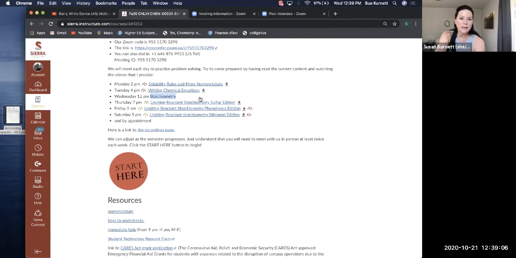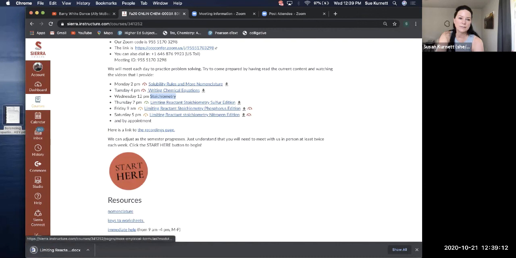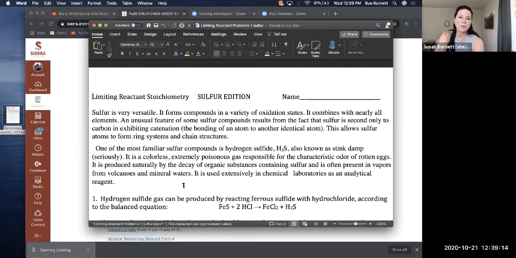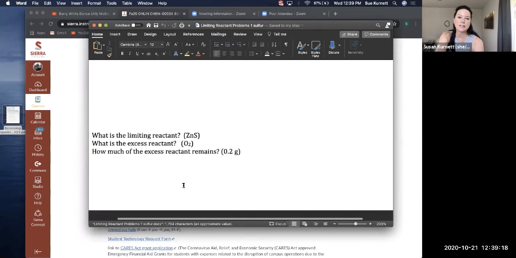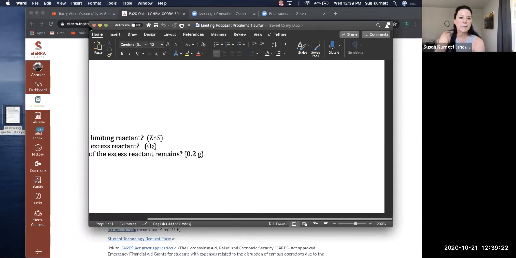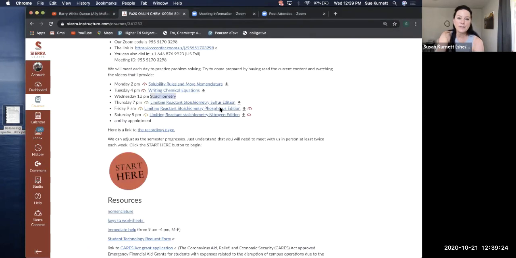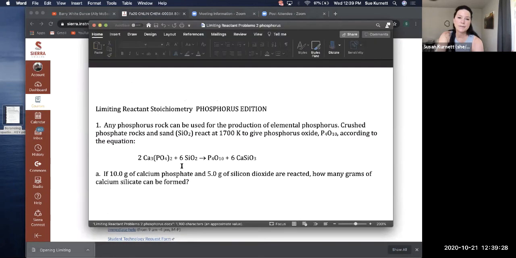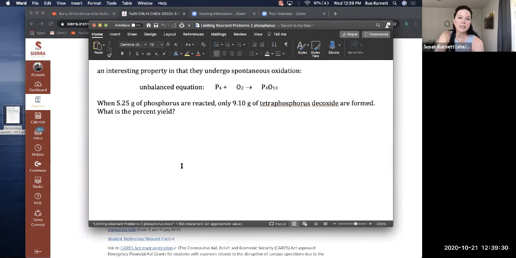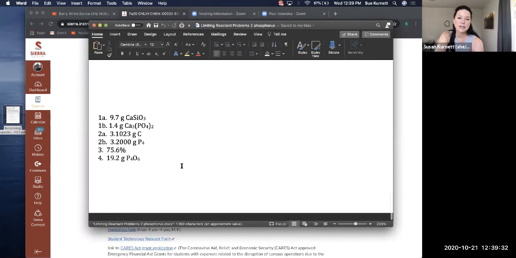So limiting reactant stoichiometry sulfur edition. I have put a link here for tomorrow, and you can find the worksheet that walks you through some questions. And then at the end, there are some answers. Oh, interesting. This one doesn't have answers, but the other two do. And it really doesn't matter which one you pick first. They're all the same idea. So here's some questions, and then there's your answers. And the answers are correct in their sig figs.